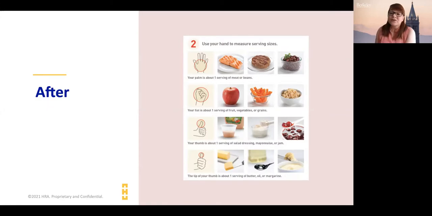Let's look at the illustrations in the first column. These illustrations are a tool to help readers visualize what a serving size should be.